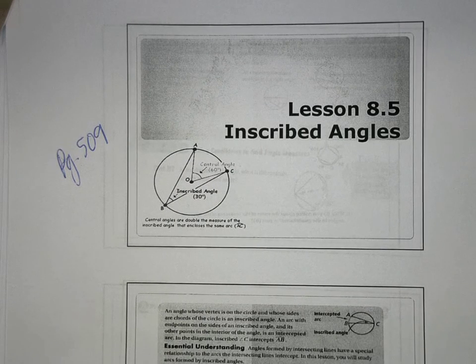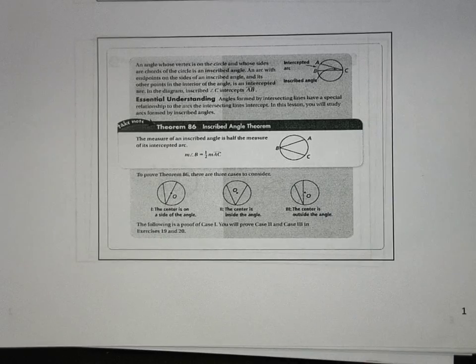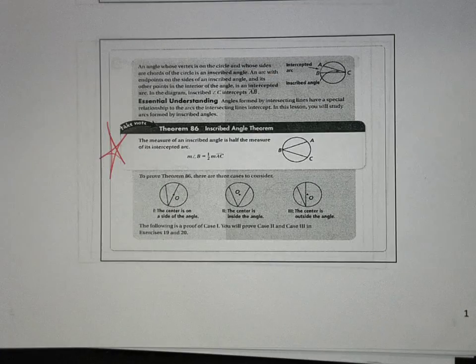Math 2, Unit 8, Lesson 5. We're talking about inscribed angles. So if you look on page 509, this is a very important theorem, and you're going to need to know this for the final and obviously for Unit 8.